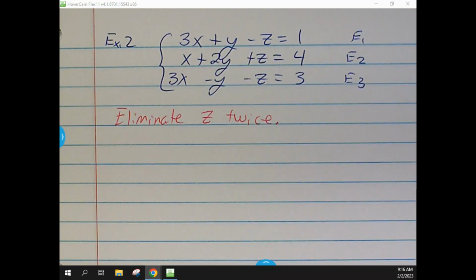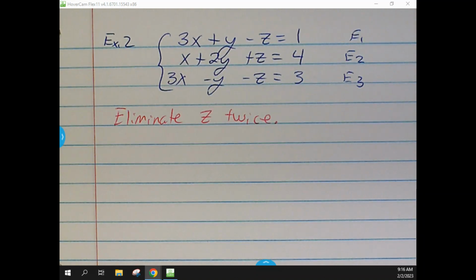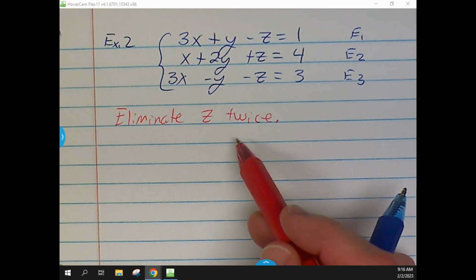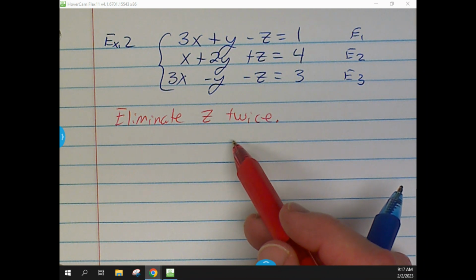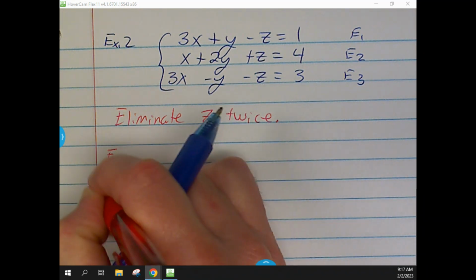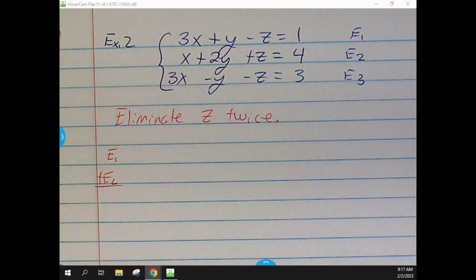All right, and that seems like a little thing to write it down, but here's my suggestion when you do these 3x3s: actually write it down and tell yourself to eliminate z twice. Because if you tell yourself that, then it's less likely you'll do z one time and x another time. Sometimes you tell yourself to do something, you'll do it, and not just actually write it down so you've got it there. All right, so let's go equation 1 plus equation 2, and let's see what we got.